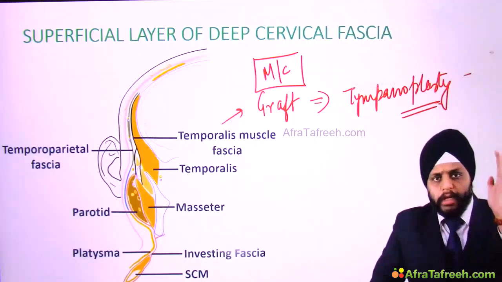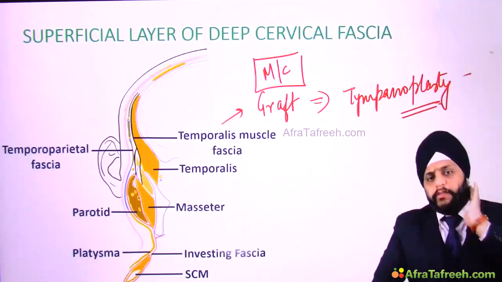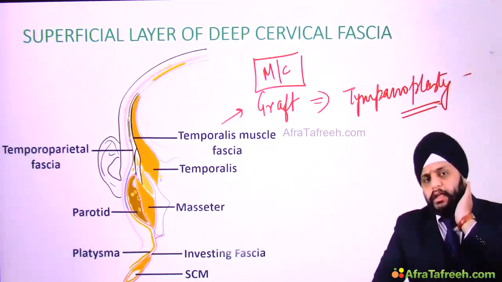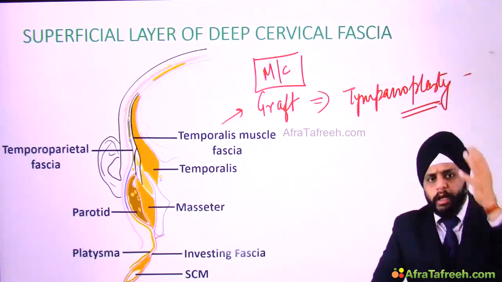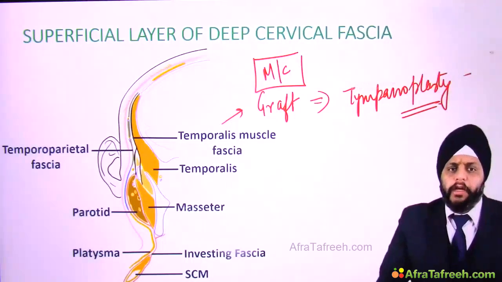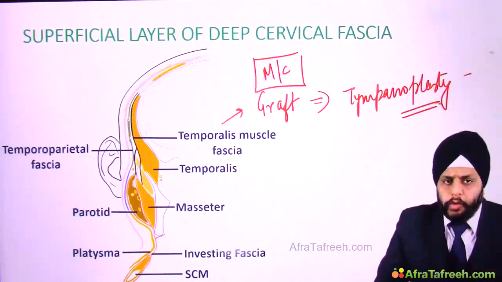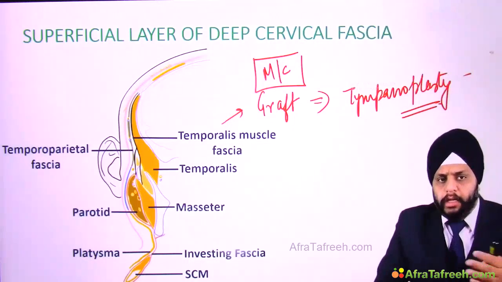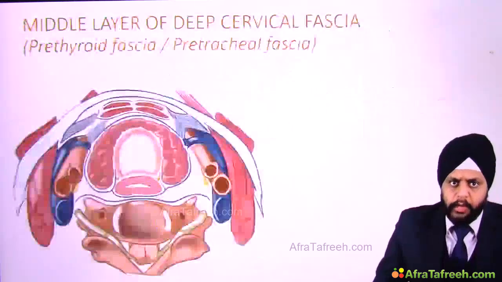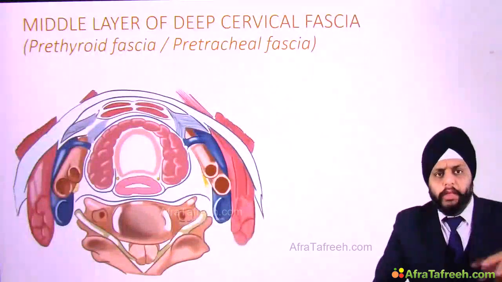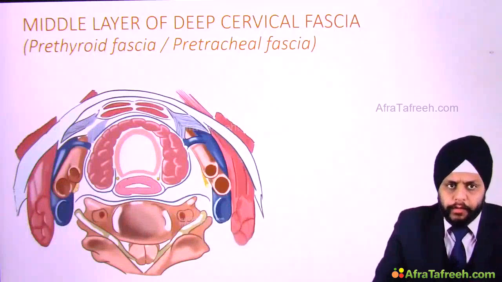You can see that this superficial layer of deep cervical fascia is not only there in the neck, but it also goes up and forms a lot of different spaces, which I have just given you an overview of. We'll be discussing them in detail later on. Okay, let us come to the middle layer of deep cervical fascia.